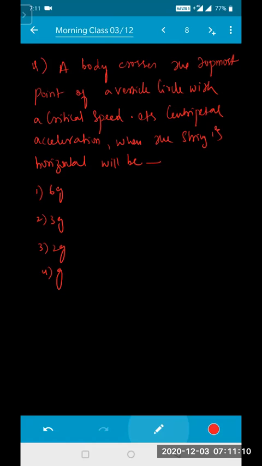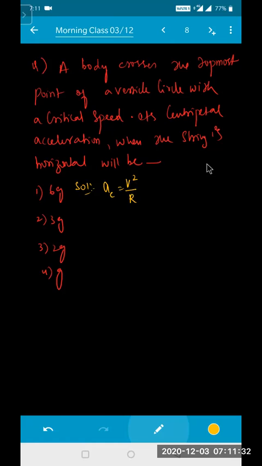Sir, we have to use that under root u square plus formula. What is it asking? Centripetal acceleration. You already know the centripetal acceleration formula. So what is centripetal acceleration? Centripetal acceleration a_c is equal to v square by r.